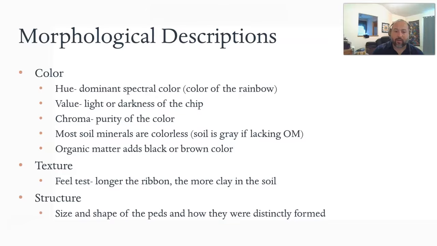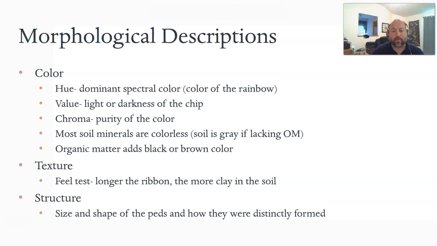Our value is going to be the lightness or darkness of the chip, or the soil that we're looking at, and then the chroma is the purity of the color. So how pure is the color, or what else is in that color that makes it lighter or darker, or not as rich, more dull. Because if we're saying value is lightness or darkness, then chroma, I would say, is kind of the richness of the color. And why is color important?